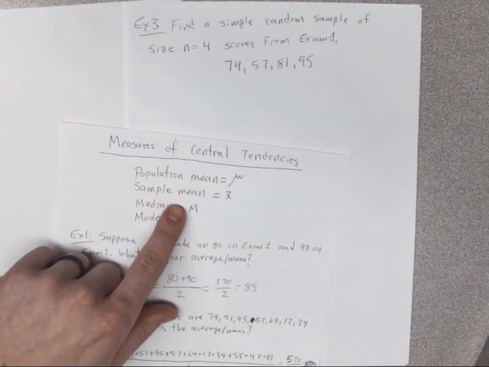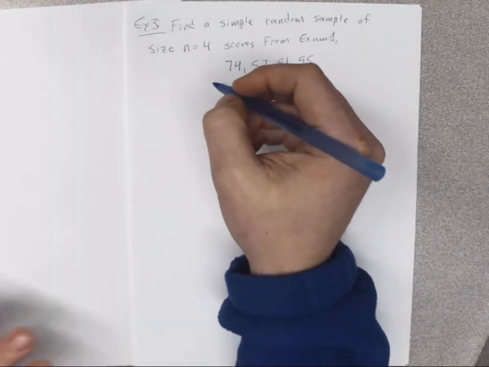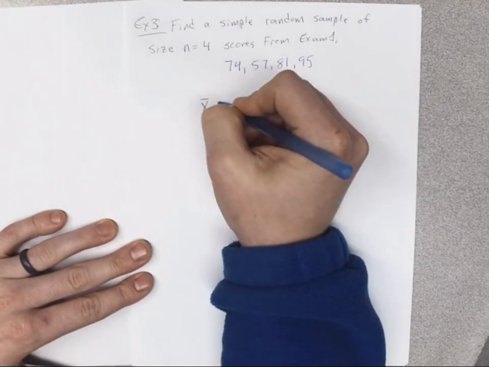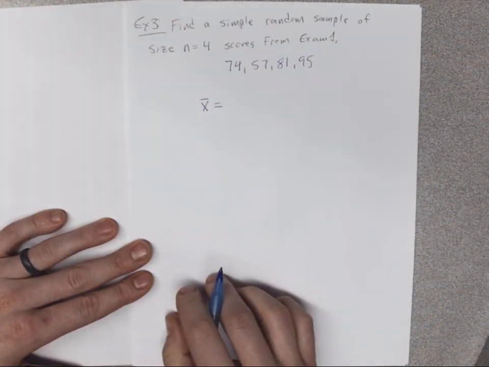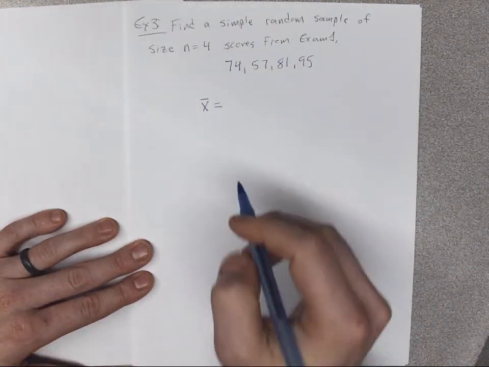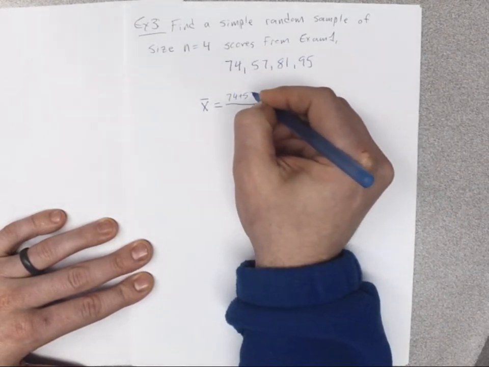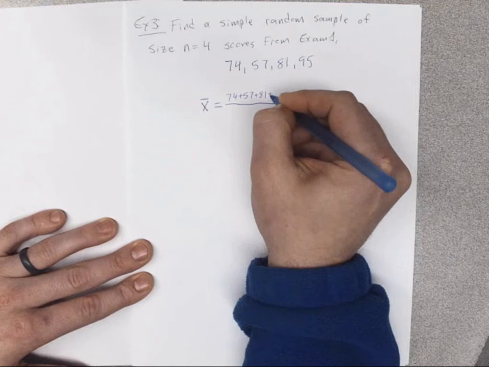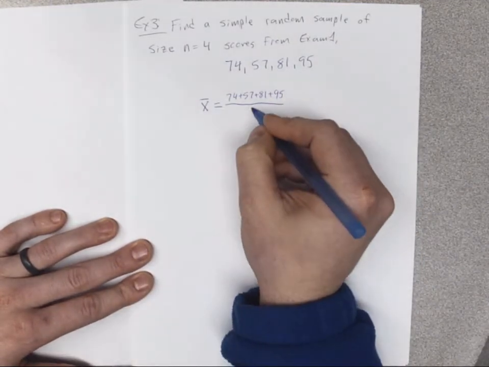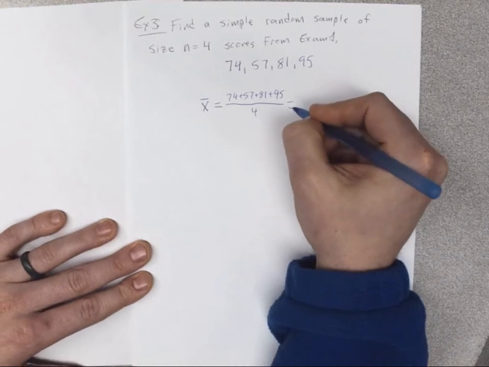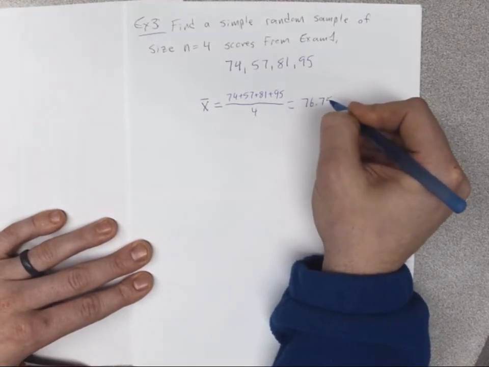We label sample mean as x bar. And I'll write the real formula in a minute. But for now, x bar is equal to, and it's the same type of thing that we did earlier. It's all the observations on top, just these 4 added together, and then it's divided by the size of the sample, which is 4 here. You add those together, divide by 4, and you get 76.75.